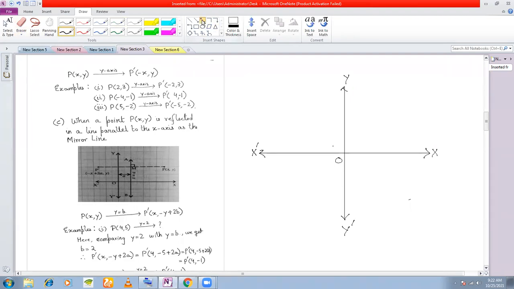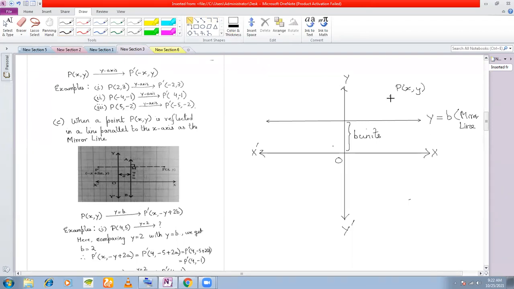And I give you a straight line here, which is parallel to the x-axis. Say it is of the form y is equal to b. Y is equal to b means how much is this length? b units, right? And if I give you a point here, say P(x, y), and you want to reflect this in this mirror line, this is your mirror line. So how will you reflect?